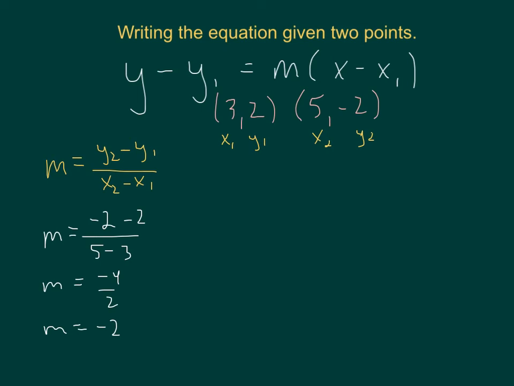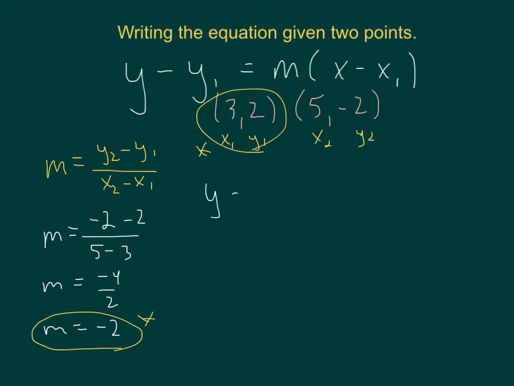Okay, well, I don't know about you, but I got a slope of negative 2. So now we have the same situation. Pick one of the points. I'm going to choose 3, 2, because there's no negatives in there. I'm going to try to keep my world easier. So now we have our given point and a given slope. So I'm going to substitute that into our point slope formula.